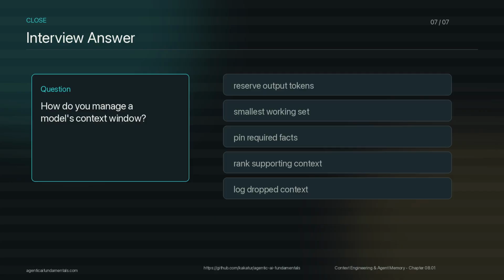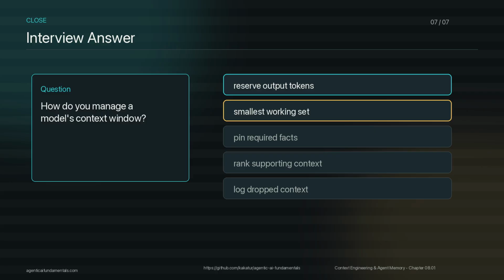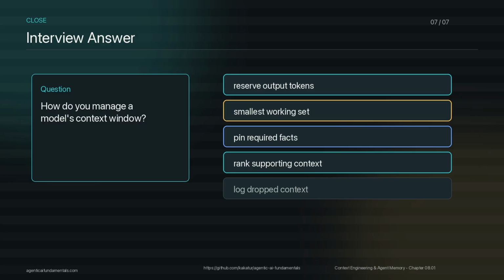Interview question. How do you manage a model's context window? Use this as your answer. I manage a context window by reserving output tokens first, then selecting the smallest working set the model needs for the current call. I pin the required facts, rank supporting context by relevance, and keep critical constraints in clearly labeled sections. I also log dropped context. When an answer fails, I want to know whether the model made a bad choice or whether the application left out the fact it needed.